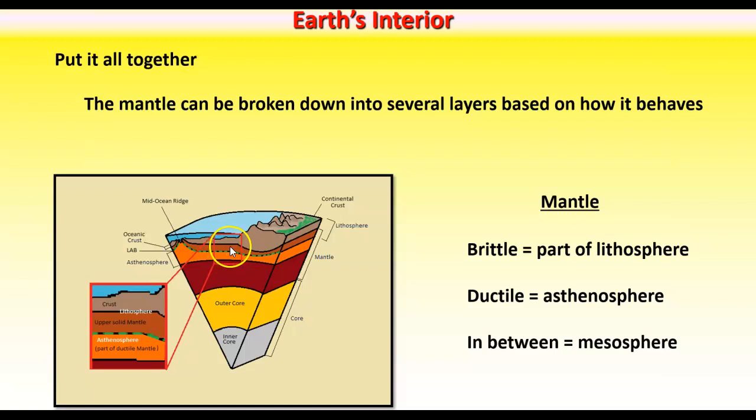But the part of the mantle that's in direct contact with the crust is behaving the same as the crust in a brittle fashion. So we're calling that the lithosphere. Then below that, there's a portion of the upper mantle that's behaving in a ductile fashion where it has the ability to flow over geologic time. We're calling that the asthenosphere. And then there's more lower mantle down here.